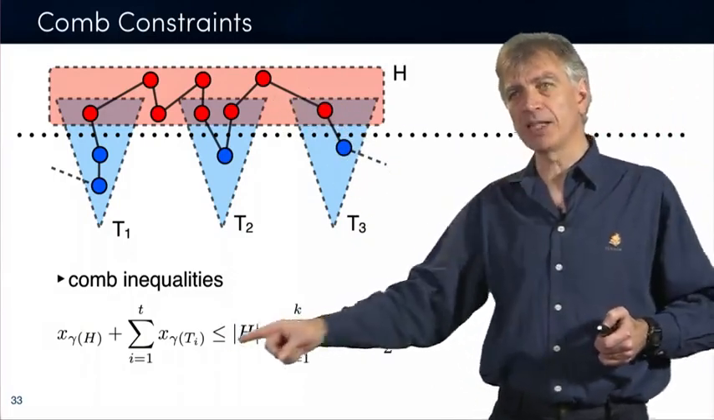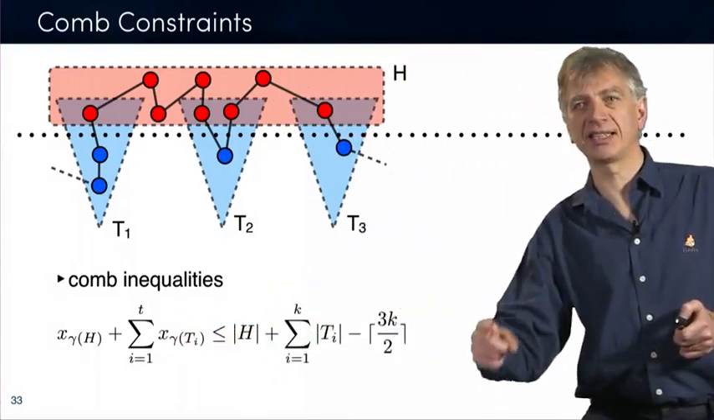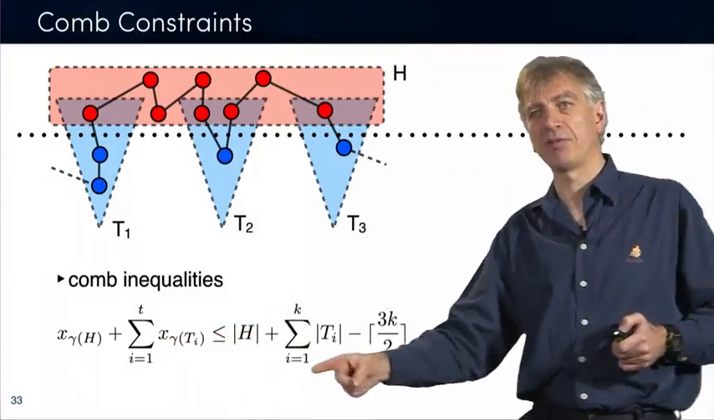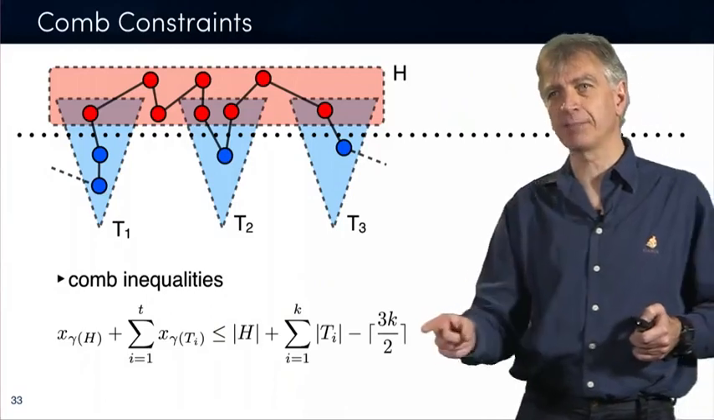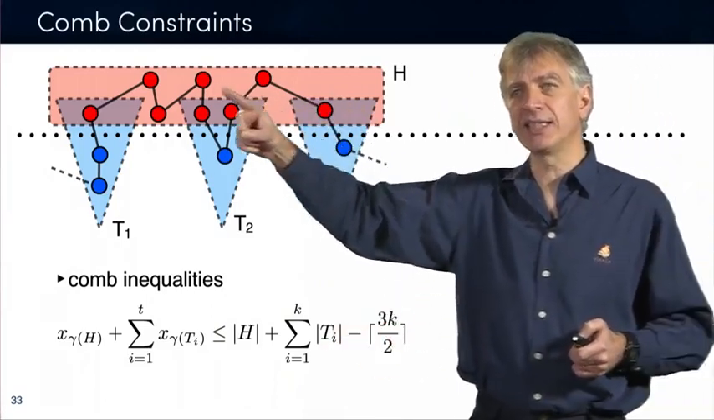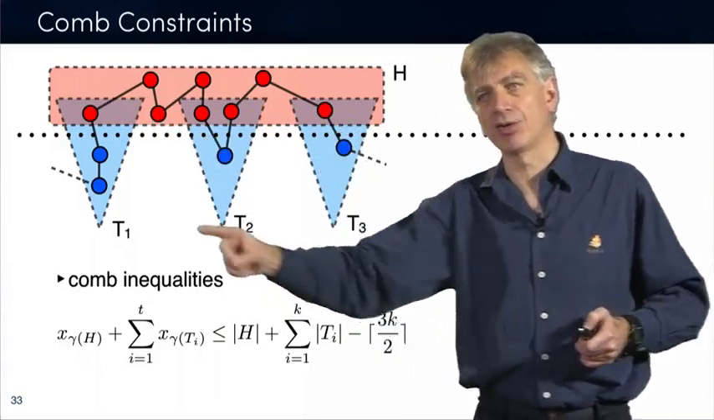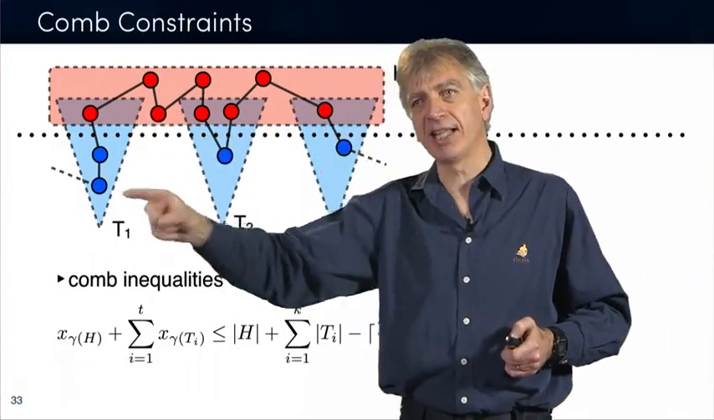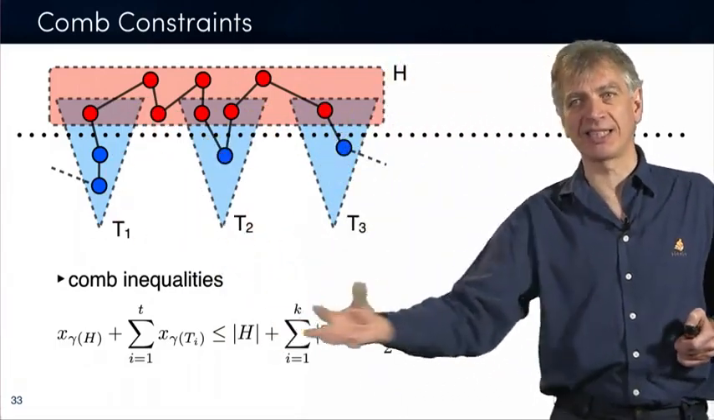In this particular case, if you compute this expression on this example, this is going to give you the value 7. Just do it for yourself. It's very interesting. 7 here is interesting because when you look at the edges inside the handle, there are 6 of them. There are also edges inside the teeth. That's also 7. So this constraint is actually tight.